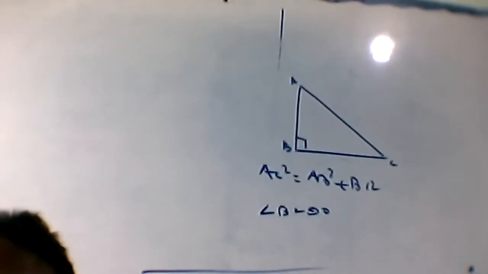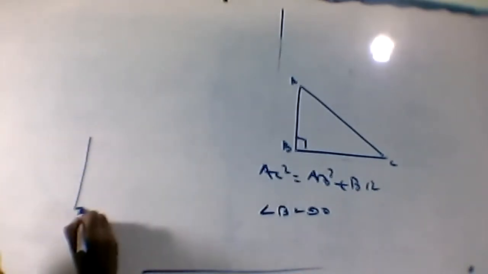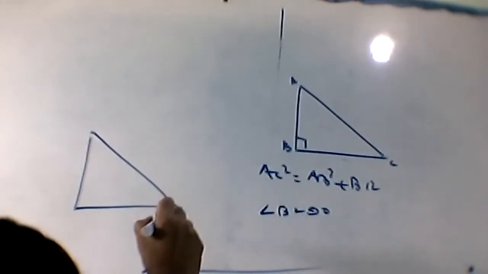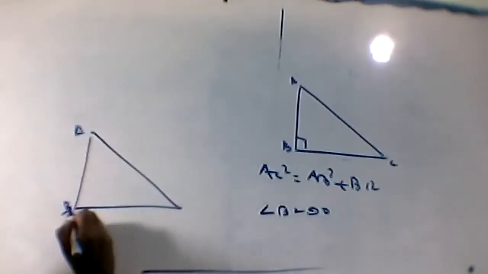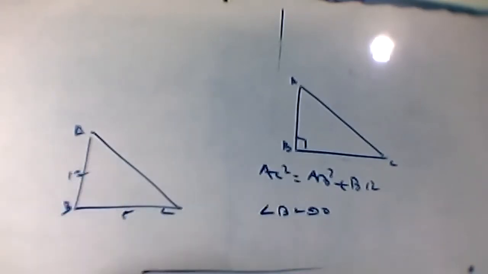Okay, what is the answer? 13, right? It's quite simple. Look, this is the wall, a ladder. You have to find out: A, B, C. Here, 5. This is 12.